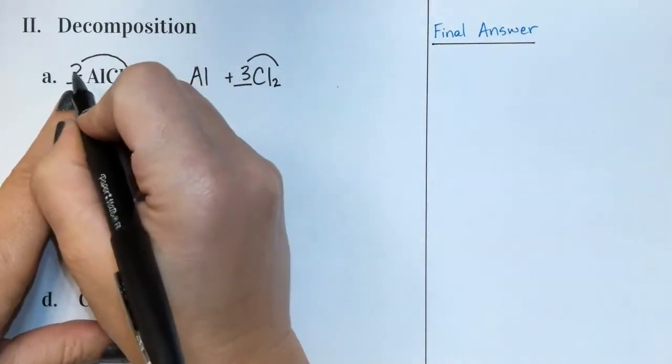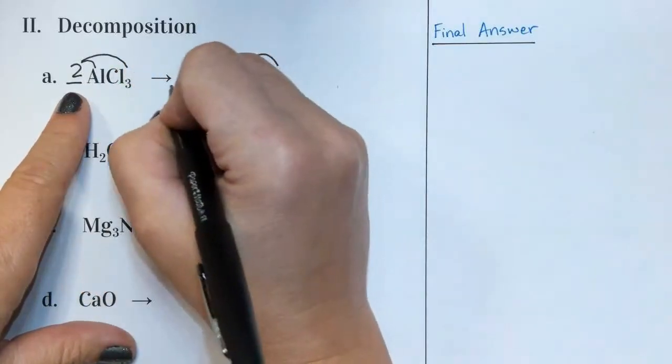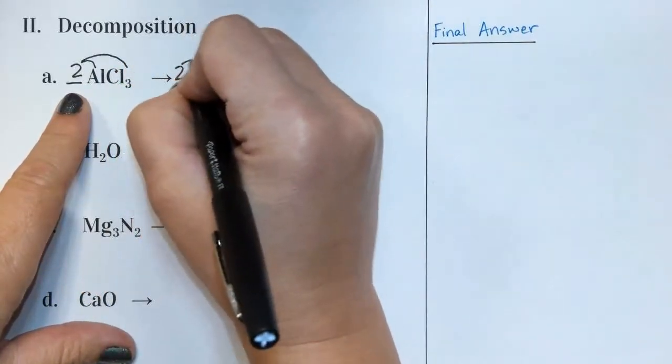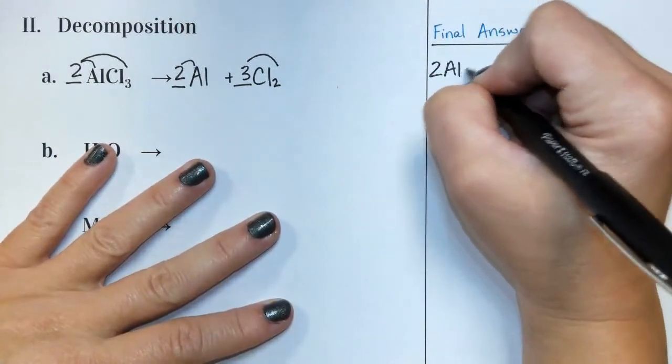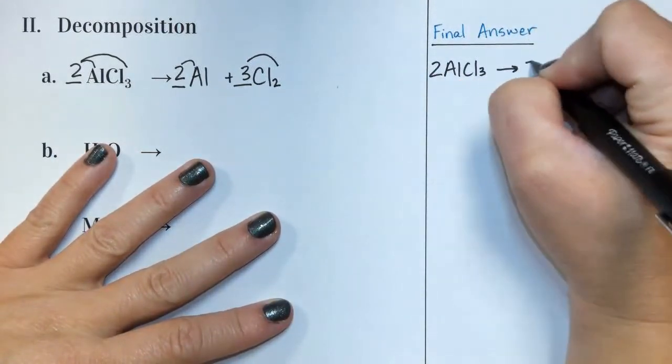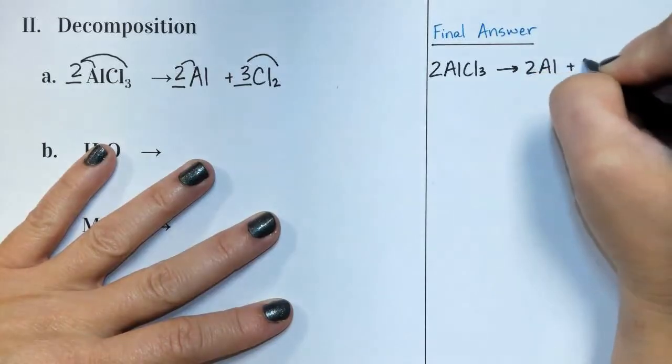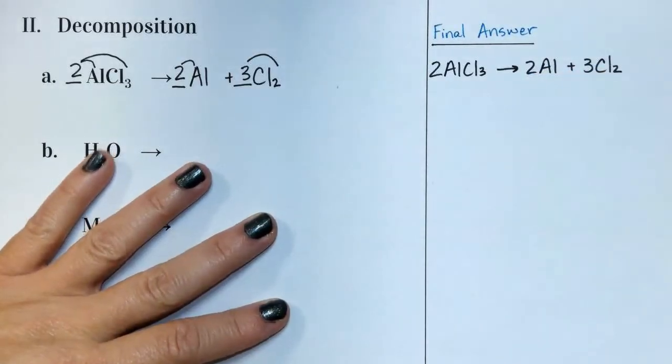Finally, check the aluminums. We have 2 aluminums on the left, but only 1 on the right, so I'm going to need a 2 here to balance that. Final answer is going to be 2 aluminum chlorides yields 2 aluminums plus 3 chlorines.